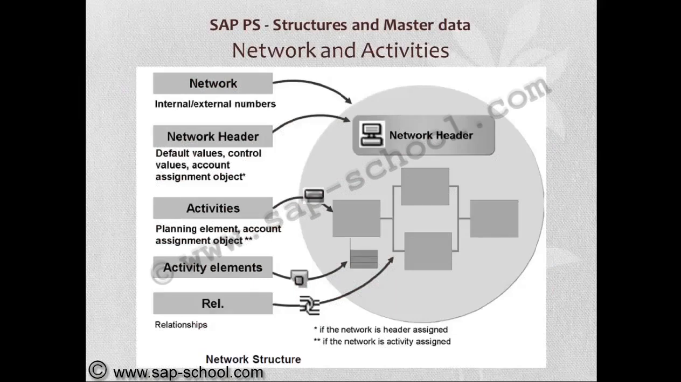So, the network header contains the network number, which is an internal or an external number assignment. The header has information on default values, control values, and the account assignment object. The activities will be assigned to the network header, planning element or account assignment element, and the activities are further divided into activity elements if required, with linking between the activities.